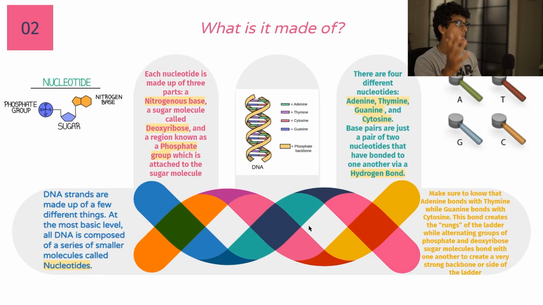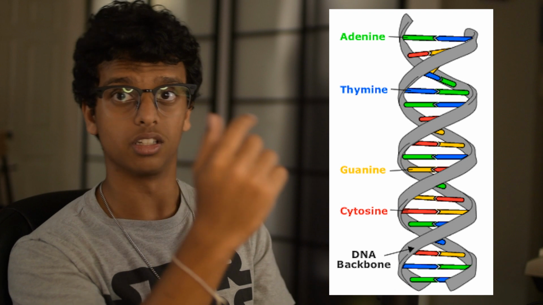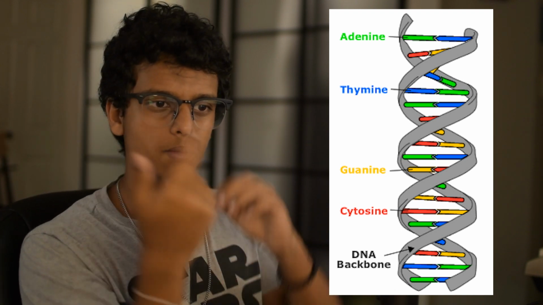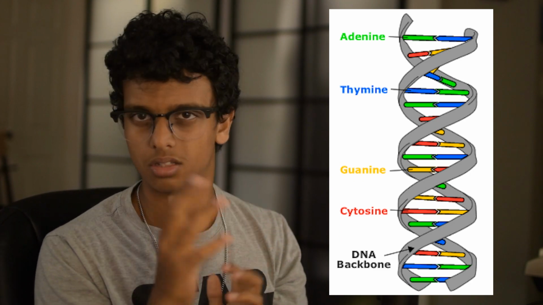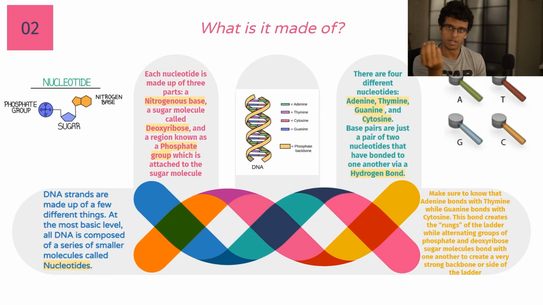Now, what is DNA made of? DNA strands are made of a few different things. At the most basic level, all DNA is composed of a series of smaller molecules called nucleotides. So that's what I was just talking about prior. In the picture that's up here, you'll see these horizontal beams that are the rungs of the steps of the ladder. That's the nucleotide. So each nucleotide is made up of something else as well. So DNA is made up of nucleotides. Nucleotides are made up of something else.